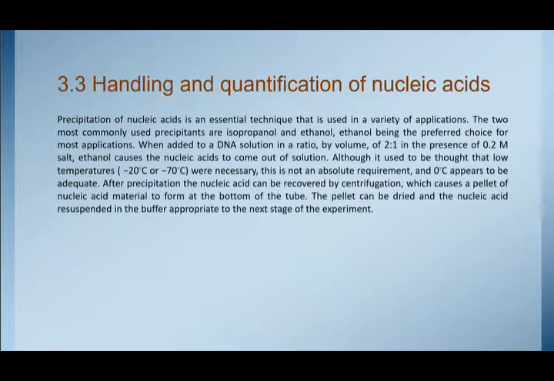After precipitation, the nucleic acid can be recovered by centrifugation, which causes a pellet of nucleic acid material to form at the bottom of the tube. The pellet can be dried and the nucleic acid resuspended in the buffer appropriate to the next stage of the experiment.